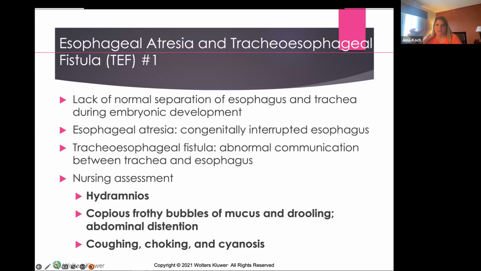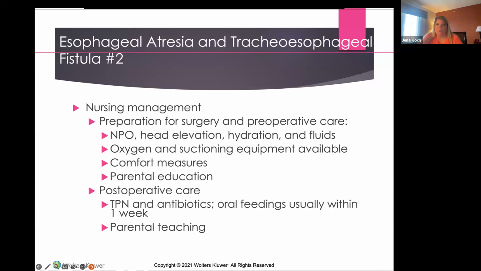So it can lead to them having problems swallowing. They could be aspirating what they're taking in. So we want to make sure that they're going to be NPO. We're going to keep their head elevated. IV hydration, oxygen if needed. Typically, it's a surgical procedure. Depending on what type they have, there are different types of TEFs. Post-op, they'll be on TPN and antibiotics, and then they'll slowly resume oral feedings within 1 week.